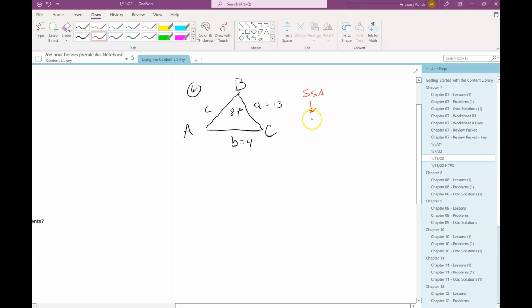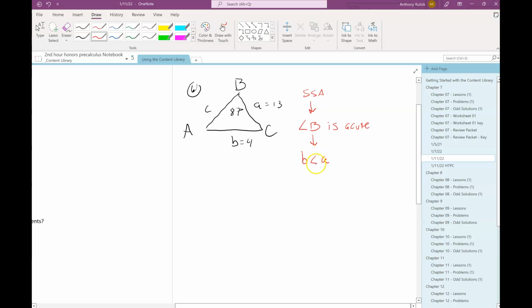So the first thing we need to check in the SSA case is the size of that angle that's given. Is that angle acute, right, or obtuse? Okay. So in the acute angle situation, we can have 0, 1, or 2 triangles still possible. What we need to check is the relationship between the side opposite the given angle, that's B, and the other side that's given, that's A. So is B smaller than A, equal to A, or bigger than A?